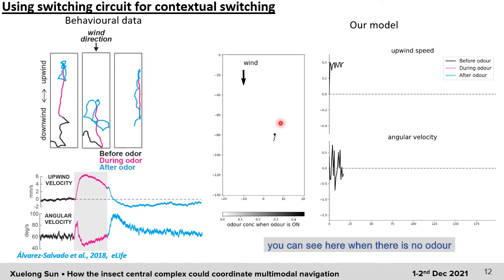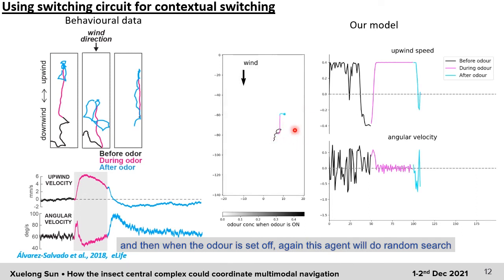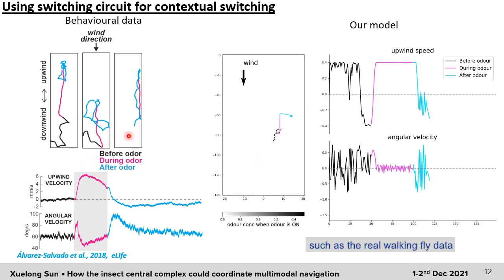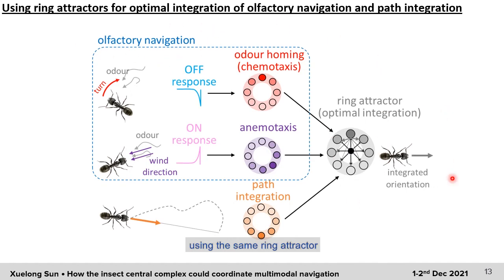You can see here, when there is no odor, the agent just does a random search. But after the odor is set on, the agent just goes upwind strictly. And then when the odor is set off, again the agent will do a random search, like the real walking flight data. And then we come back to ants to model the integration of path integration and olfactory navigation using the same ring attractor.